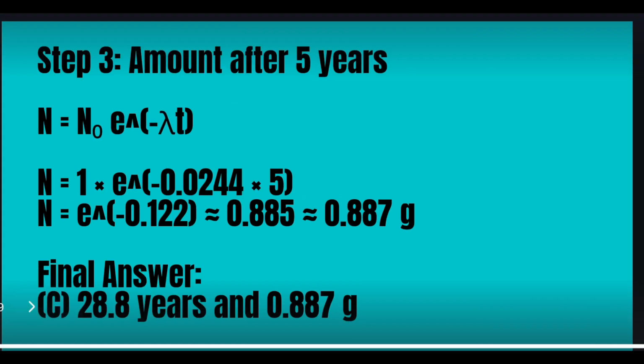In step 3, we have to calculate the amount after 5 years. So use the equation N is equal to N naught e to the power minus lambda t. So N is equal to 1 into e to the power minus 0.0244 into 5. So N is equal to e to the power minus 0.122, that is equal to 0.887. So the final answer is option C, 28.8 years and 0.887 gram is the correct one.